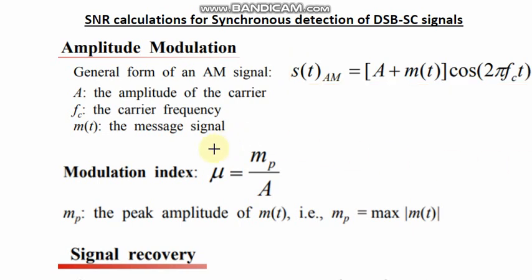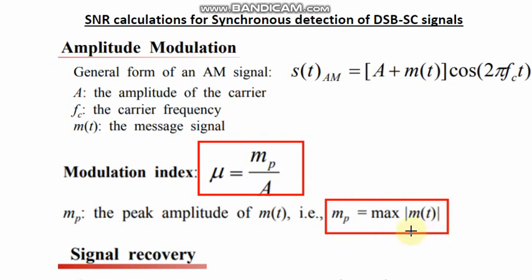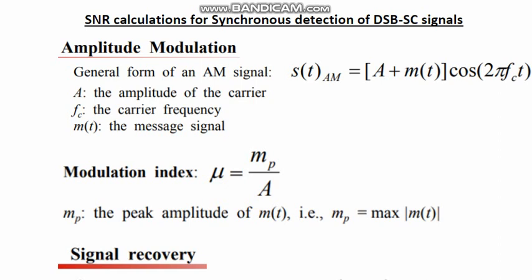Now what is the modulation index? The modulation index is indicated by mu and it is mp by A. And what is mp? mp is the peak amplitude, the maximum amplitude of the message signal. Here it is the maximum of the magnitude of m(t), which means you have to take the magnitude only. If that maximum amplitude is divided by the amplitude of the carrier signal, it gives the ratio which is known as the modulation index.